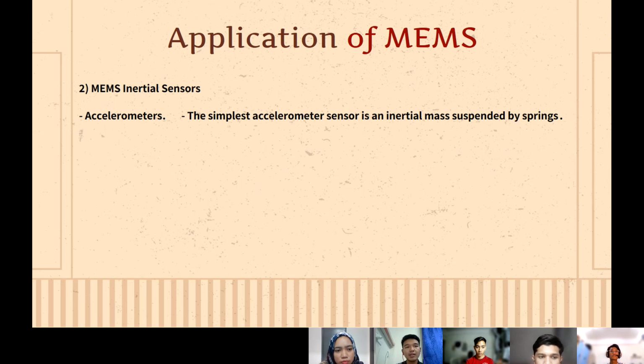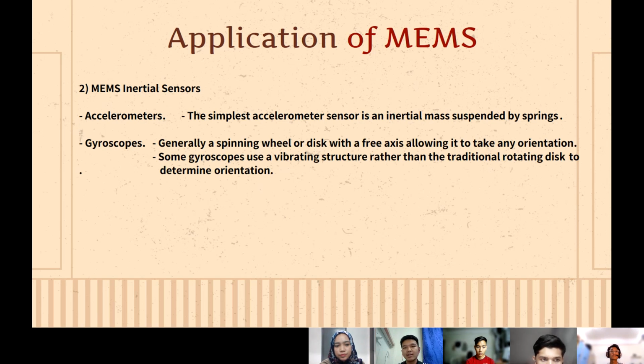Okay. MEMS accelerometer. The simplest MEMS accelerometer sensor is an inertial mass suspended by a spring. The mass is deflected from its nominal position as a result of acceleration. This deflection of the mass is converted to an electrical signal as the sensor output.